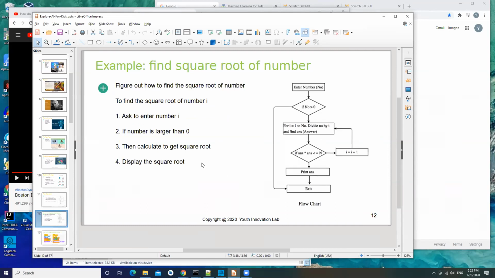So here, we can find the square root of a number. How can we do this? We ask them to enter a number, for example, 16. Okay, so if the number is larger than 0, we go to the next step to make the calculation. And after we get the answer, we can display it, something like that. If you have ever done any kind of programming, you probably understand this step. Otherwise, just think about that we try to break down finding the square root of a number into multiple steps. So that's what we try to do.